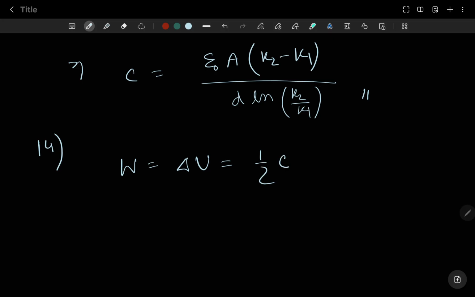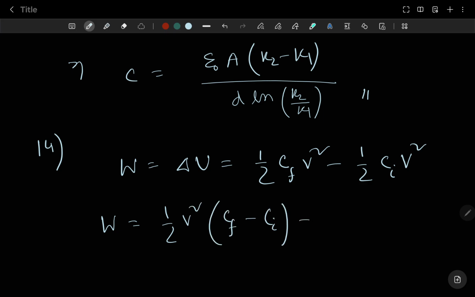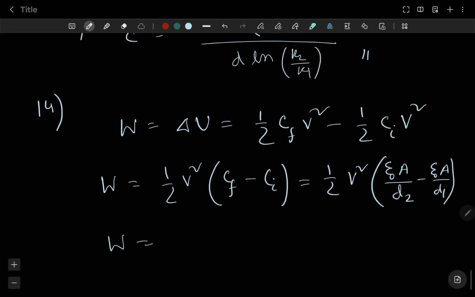So half C V square. V will always be the same, so half C final V square minus half C initial V square. So it will be half V square common, C final minus C initial, so it will be epsilon naught A by D. Finally it is D2 and initially it is D1, so it would become half epsilon naught A V square, (1 by D2 minus 1 by D1). Okay.